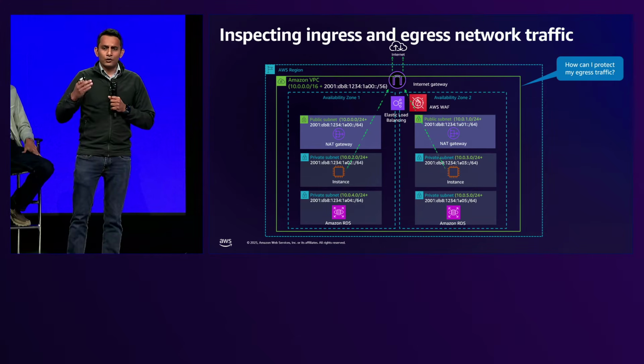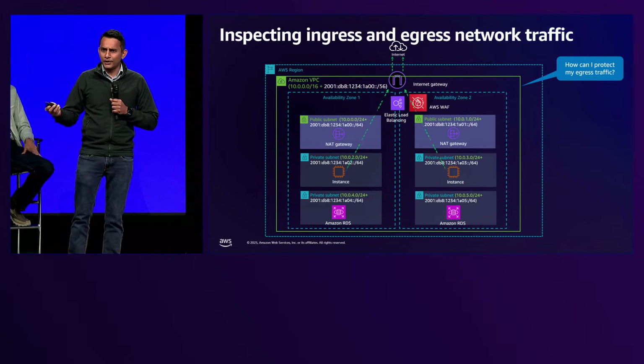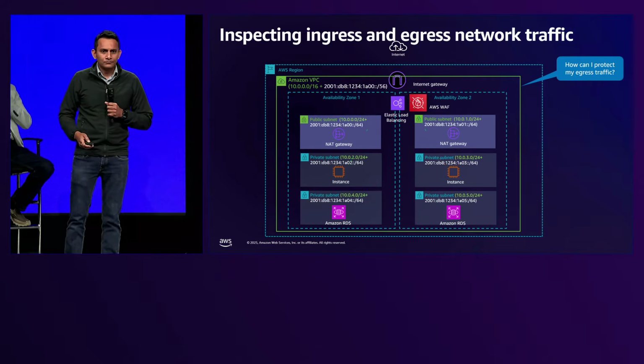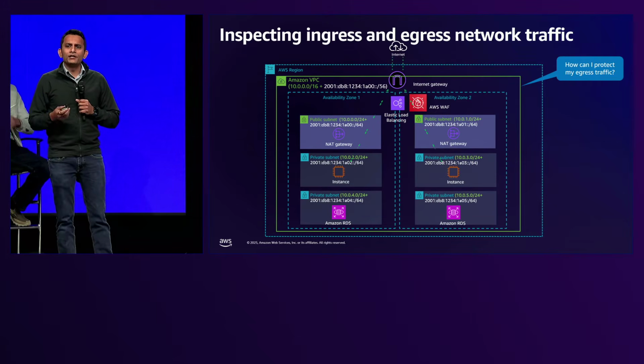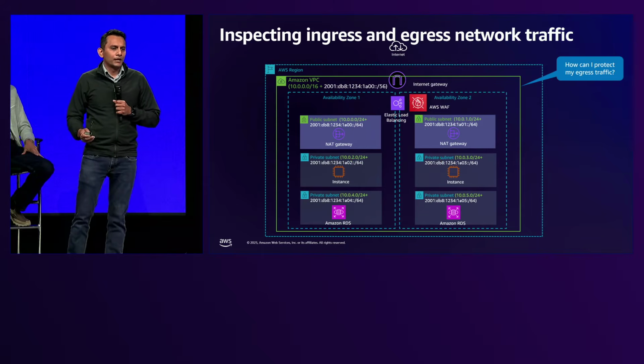These are workloads that are trying to access Docker images that are in public registries or calling third-party APIs for payment processing. They want to monitor and inspect these outbound connections. And we have a solution for that.